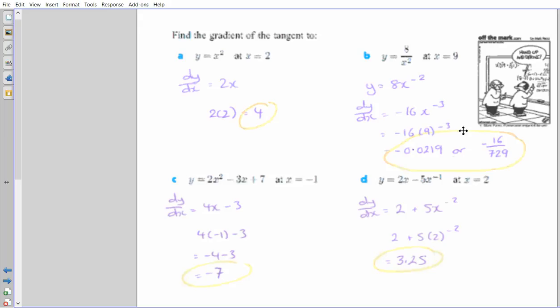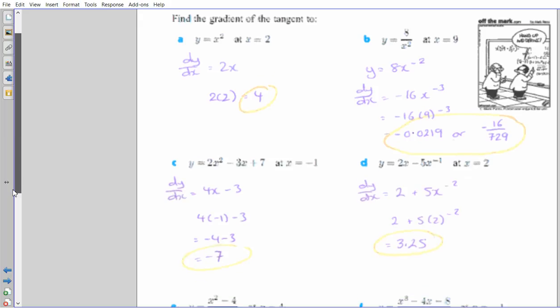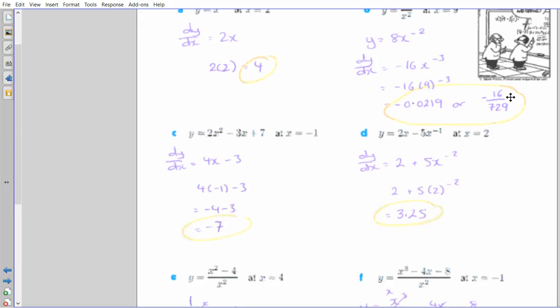This can go into the calculator, no problem, and you get this rounded to 3 sig figs, or you could math fraction. If you're not sure about your rounding to 3 sig figs, you can always math fraction it and get the correct answer here. By math fraction, I mean on the graphing calculator. You just press math and then fraction.